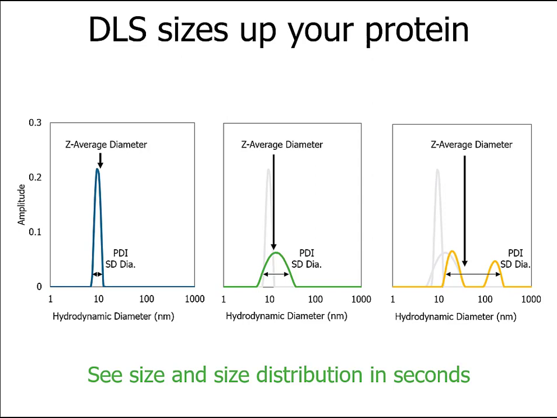The metrics that are reported from DLS data are the z-average diameter, which is a weighted average of diameter, and a polydispersity index value, or PDI, which is a measure of the width of the size distribution. Looking left to right across the slide at these samples, we see an increasing trend in the z-average diameter, which agrees with what we know about the sample's state. Likewise, the size distributions for these samples widen as you look left to right. Since higher PDI values indicate wider size distributions, PDI would also show an increasing trend here.